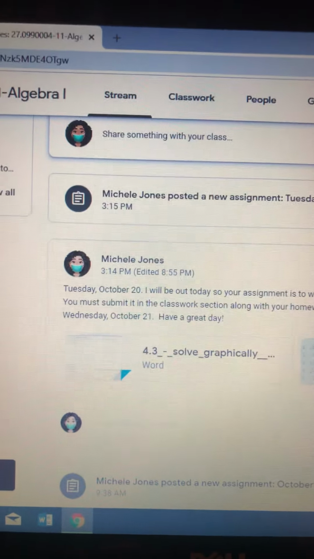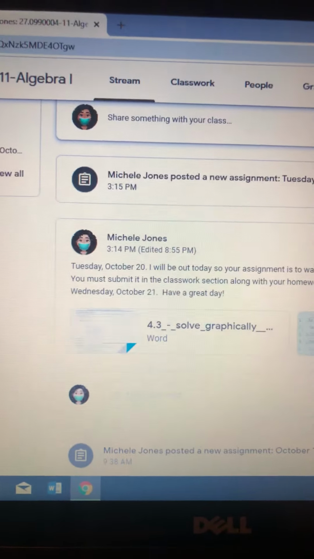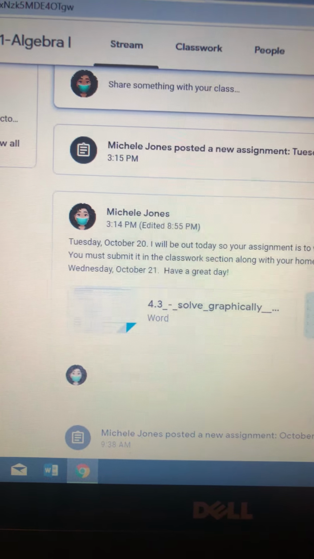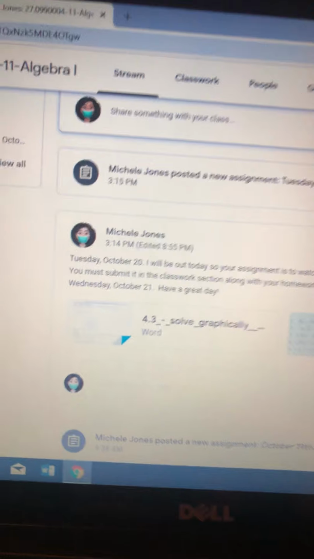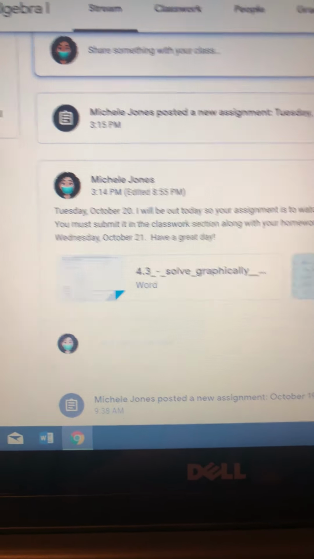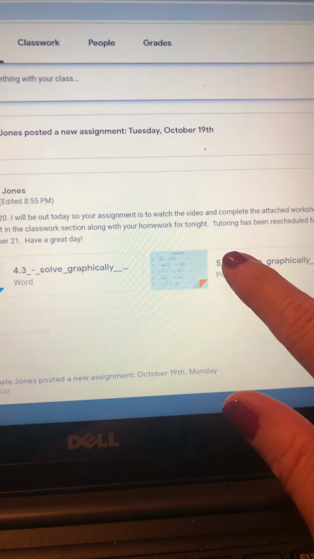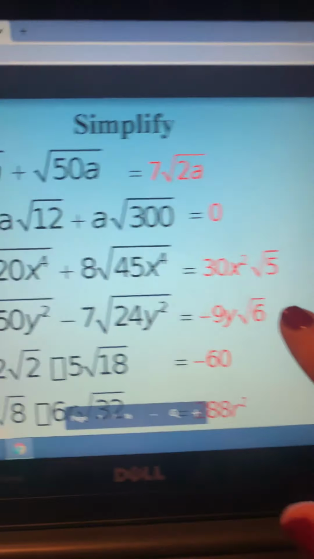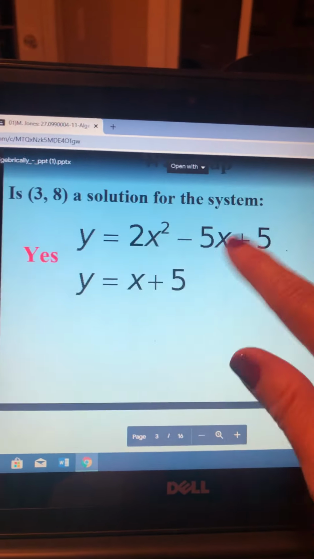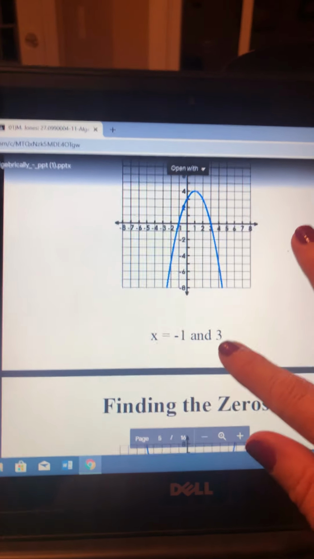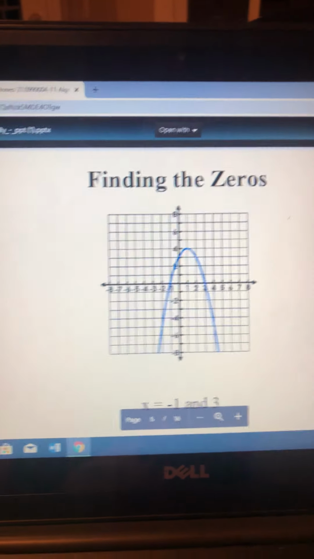Okay, so I want you to go to your stream in Algebra 2 and go to Tuesday, October 20th date. I'm going to have your videos posted here, but what I want you to do is go back to the PowerPoint where we were today. We were looking at how to solve by looking at the graphs, or finding the zeros of the graph.